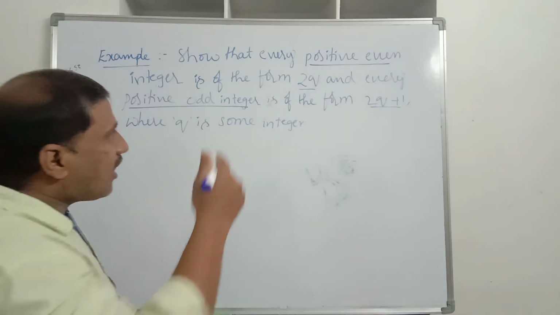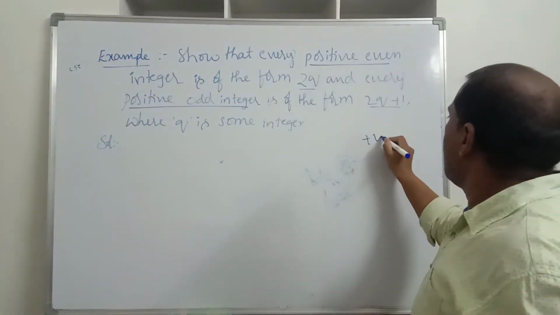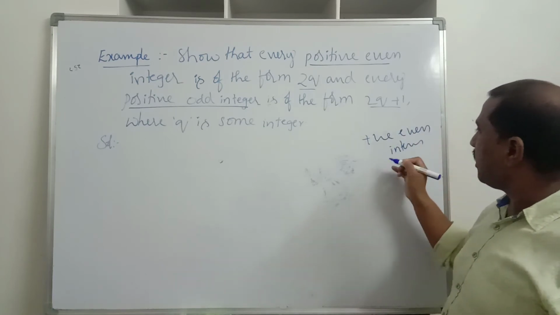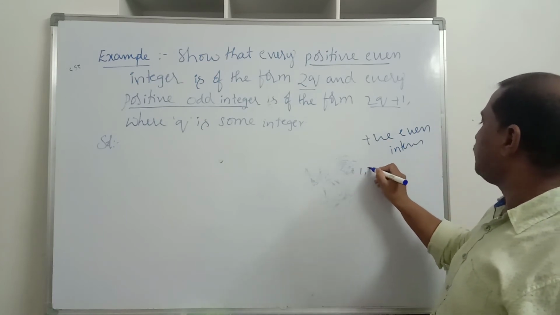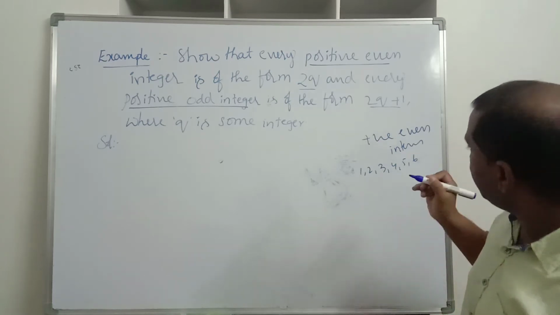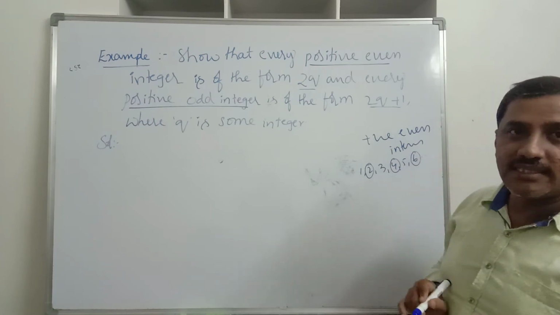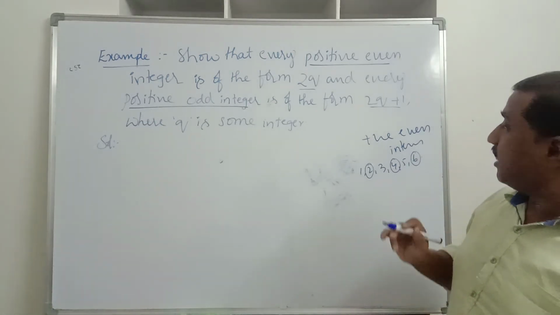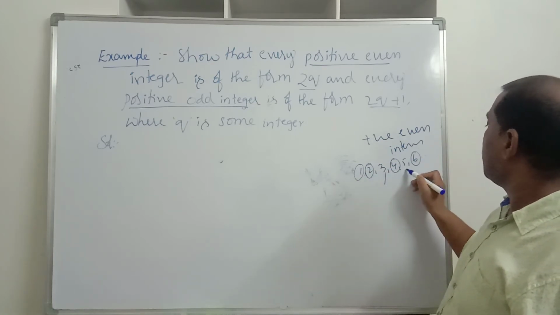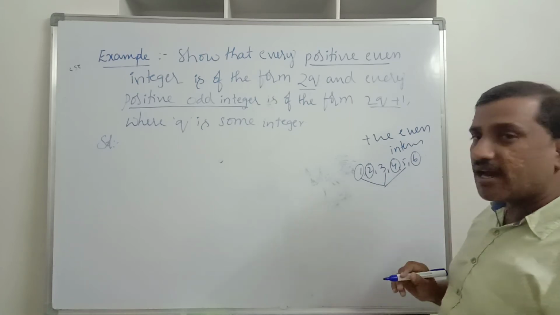So here, first of all, what are positive even integers? We know positive integers are 1, 2, 3, 4, 5, 6 and so on. In this, even integers are 2, 4, 6. Then what are odd integers? Odd positive integers are 1, 3, 5. So 1, 3, 5 are odd integers, whereas 2, 4, 6 are even integers.